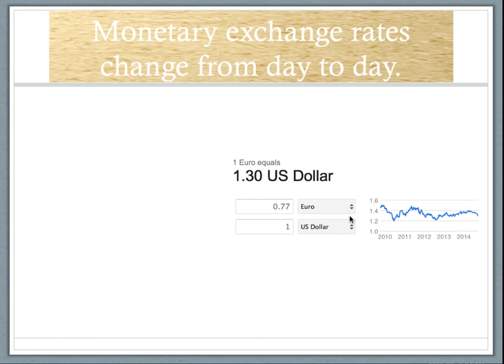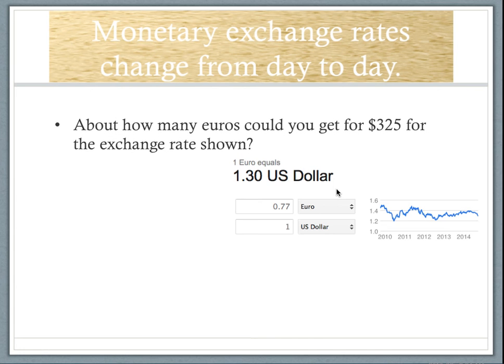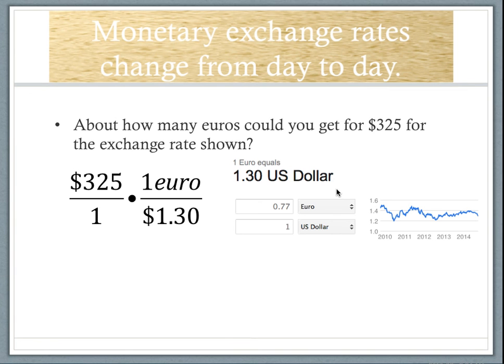Monetary exchange rates change from day to day. The day I took this one, 1 euro equaled 1.3 US dollars, or 1 US dollar equaled 0.77 euro. About how many euros could you get for $325 for the exchange rate shown? So again, a conversion rate. I'm going to do $325 over 1, and multiply it by 1 euro per $1.3. I get 325 over 1.30. Doing the division, that comes out to 250 and a quarter euros.